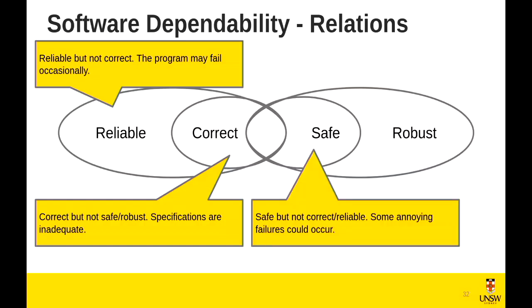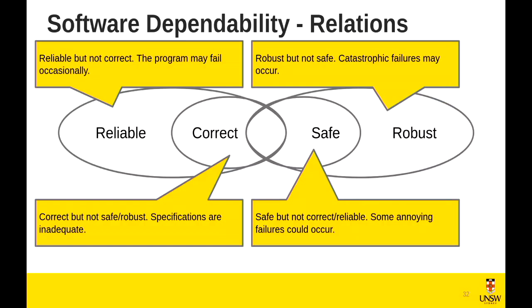The third case is safe but not correct or reliable. This is because safety is related to the measurement of severity. Being safe means that the software can avoid some hazard. So it means that the software won't run into some very severe problems, but it may have correctness issues. It may have some small bugs, and it may have some annoying failures.